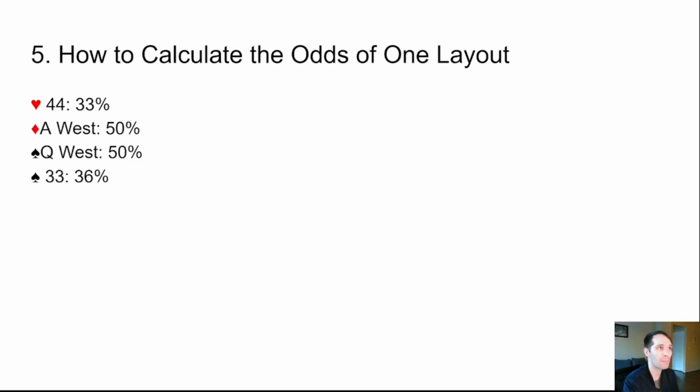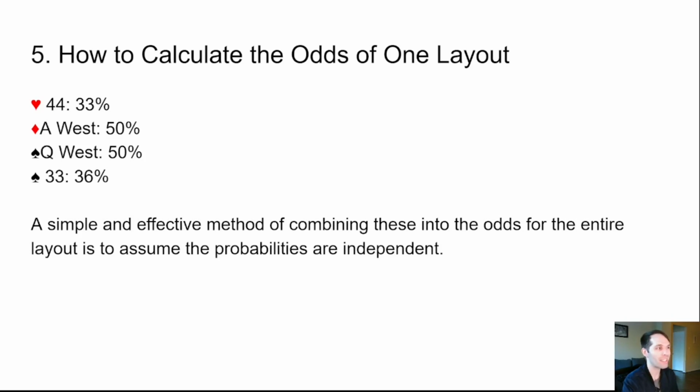And so how do we combine the percentages for one specific layout? Well, again, a simplifying assumption that we can make is that these probabilities are independent. If the diamond ace is really with west, it's slightly more likely that the spade queen is with east, just because there's 12 empty spaces now versus 13 in east's hand. Similarly, if hearts are 4-4, it's now actually much more likely that spades are 3-3 because now there's only 9 cards missing between both hands as opposed to 13.